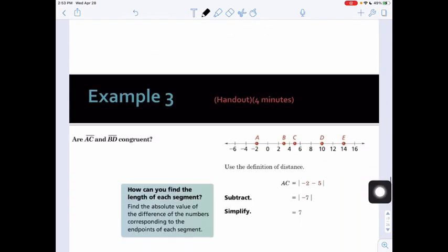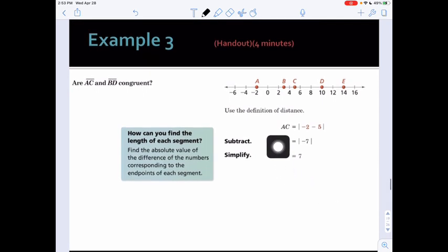The work for this problem is written out on the next few slides, and you can see that to find the length of segment AC, they use the definition of distance. So again, you can use the absolute value of coordinate A minus coordinate C, or you can count on the number line.